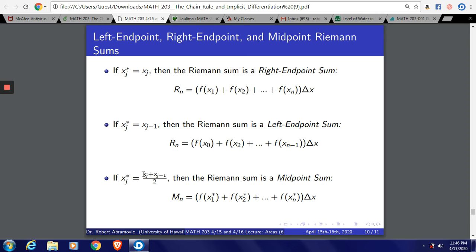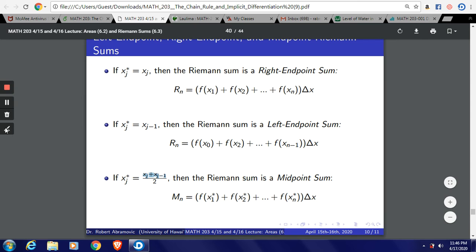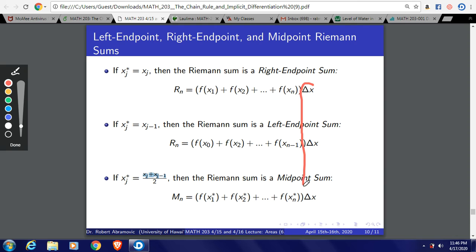If we choose xj star to be the midpoint, the number that's exactly between xj and xj minus 1, xj plus xj minus 1 over 2, the Riemann sum is a midpoint sum. f of x1 star plus f of x2 star plus f of xn star. Notice that in all these formulas, this delta x remains the same. This is always the same. What's changing is xj star. It's either one of the two endpoints or it is the midpoint.